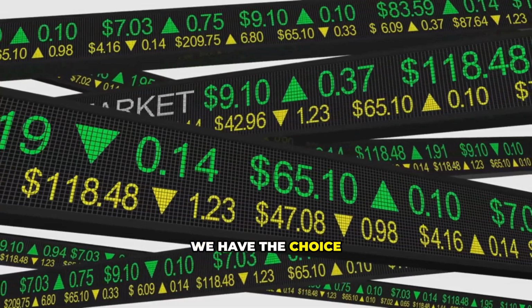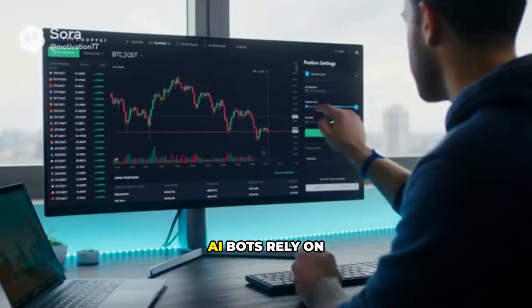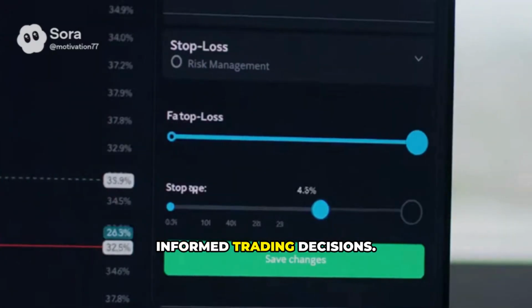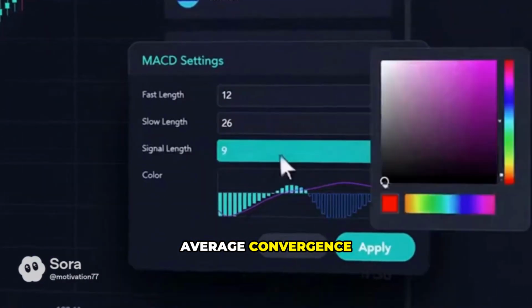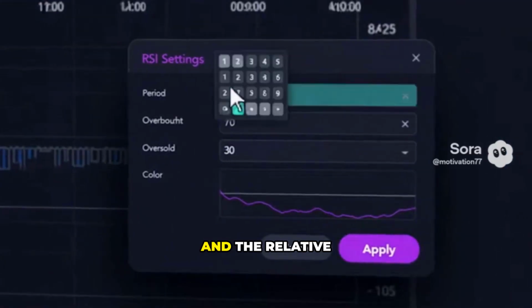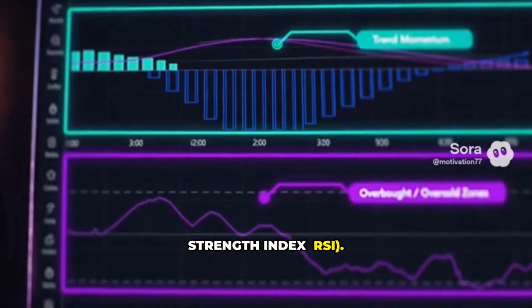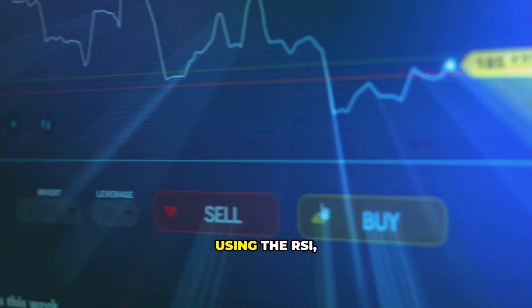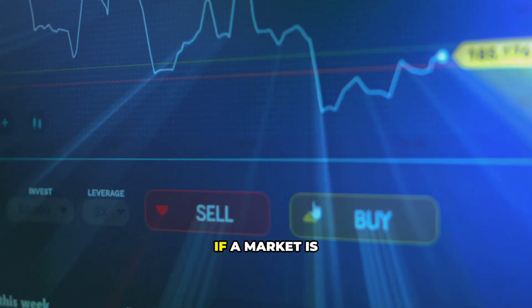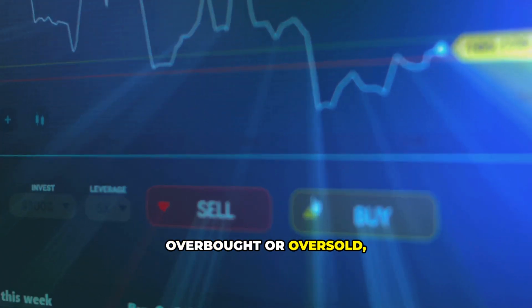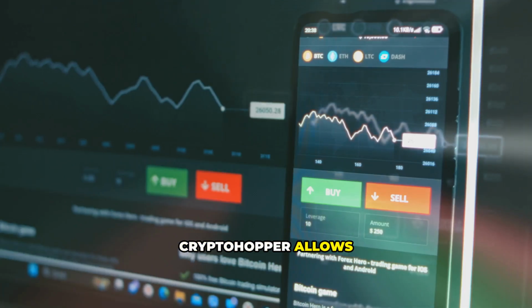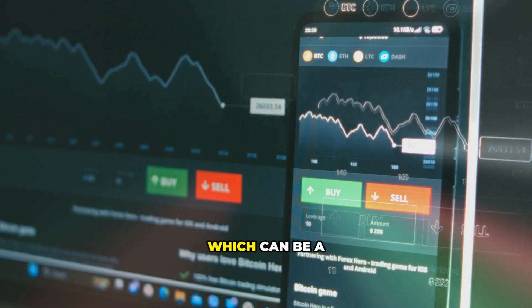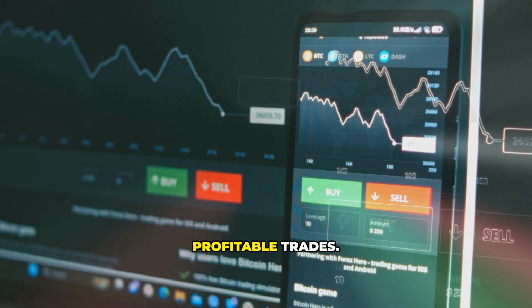Next, we have the choice of technical indicators. AI bots rely on these to make informed trading decisions. Popular indicators include the Moving Average Convergence Divergence, MACD, and the Relative Strength Index, RSI. For example, using the RSI, you can determine if a market is overbought or oversold, helping you decide when to enter or exit a trade. Cryptohopper allows you to customize these indicators, which can be a game changer in identifying profitable trades.